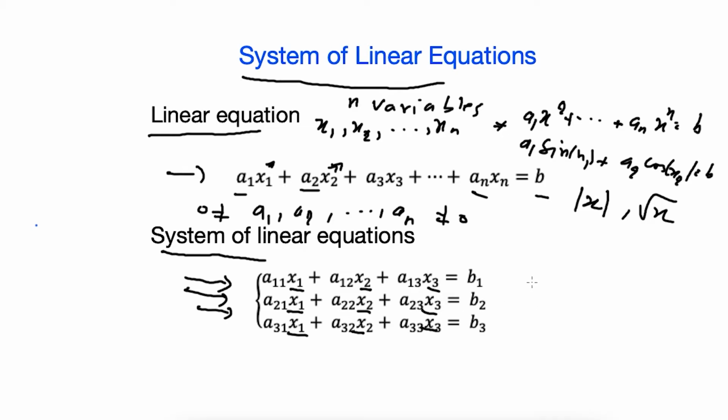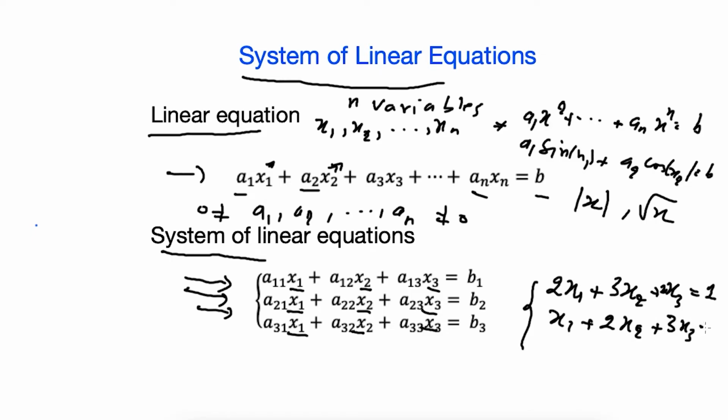For example, if we have a linear system of 2x1 plus 3x2 plus x3 equals 1, for example, and x1 plus 2x2 plus 3x3 equals 2, and 2x1, for example, minus 3x2 plus 5x3 equals 0. So this is a system of linear equations with variables x1, x2, and x3.